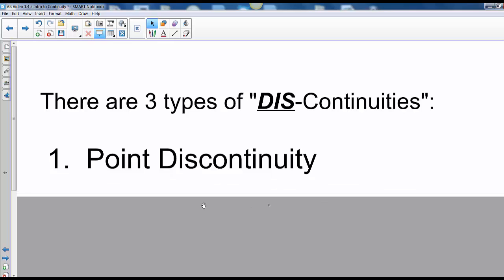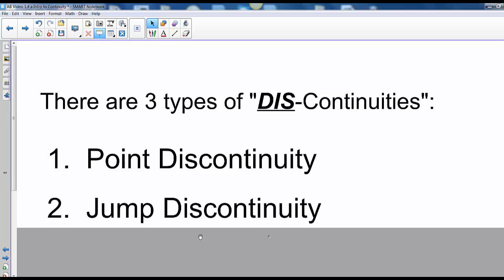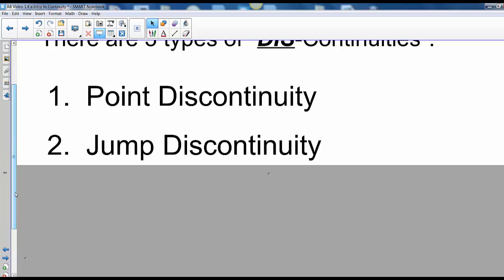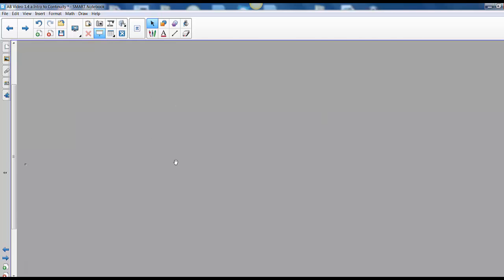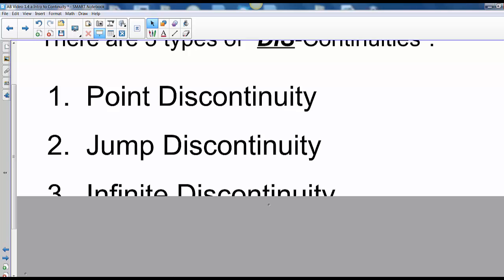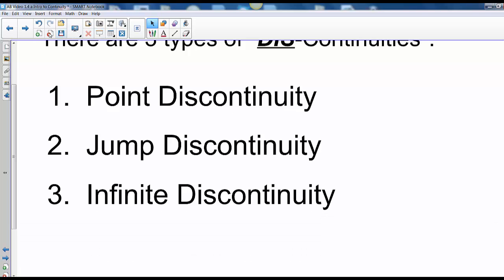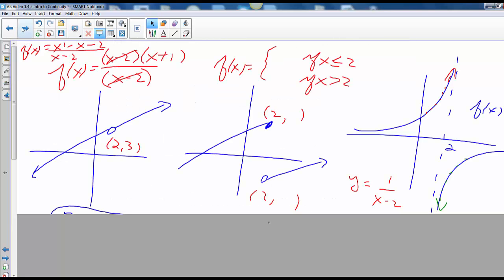Another type of discontinuity happens when you have a jump discontinuity, and we've actually already seen that with piecewise functions, where the limit as x approaches, say, 3 from the left is one number, but the limit as x approaches 3 from the right side is a totally different number. The third type is an infinite discontinuity, and that's, of course, a vertical asymptote. But in all three cases, you would have to lift your pencil off the paper to keep drawing.